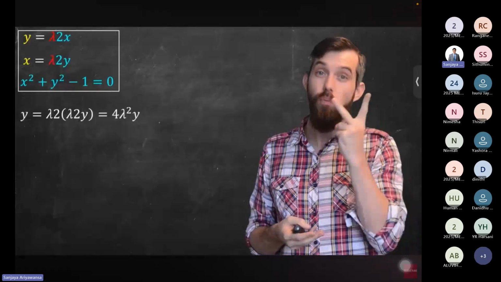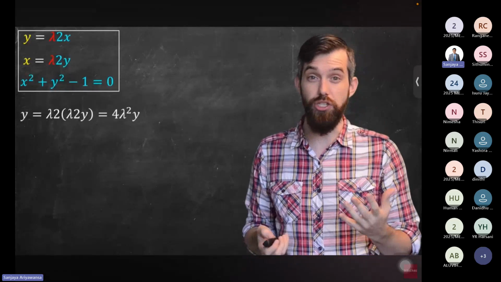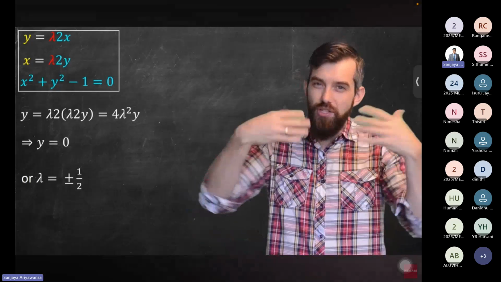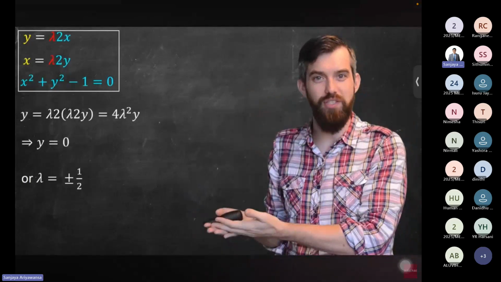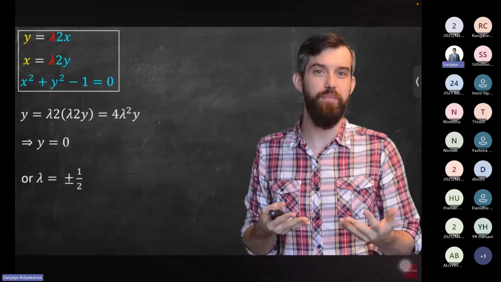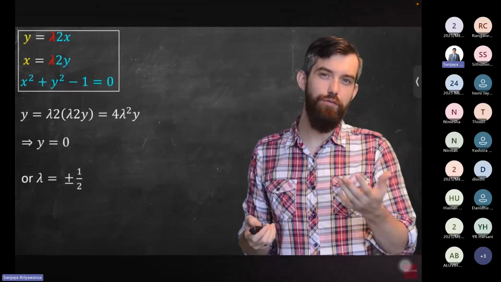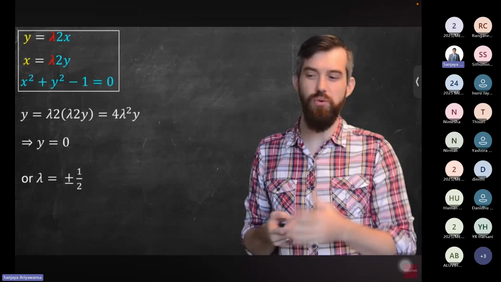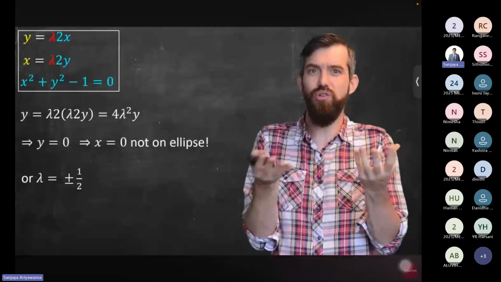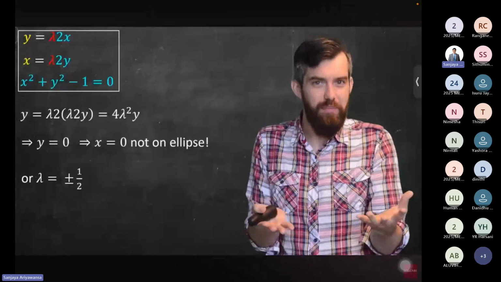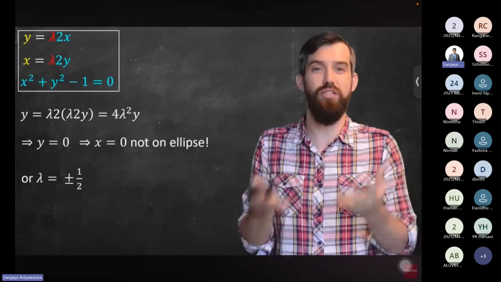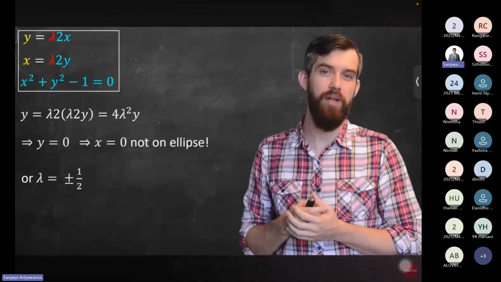Now, this equation has two possible answers. One solution is just that y is equal to 0. You just have 0 on both sides. If y is non-zero, then you can divide out by y, and if you solve that, you get lambda is equal to plus or minus 1/2. Now, in the first case, if y is equal to 0, then reading off the first or second line, you get that x is equal to 0. And (0, 0) was not on the original ellipse, the ellipse x squared plus y squared equal to 1. So this is just not actually a solution. This does not satisfy the third equation.